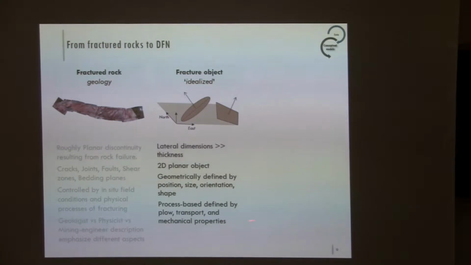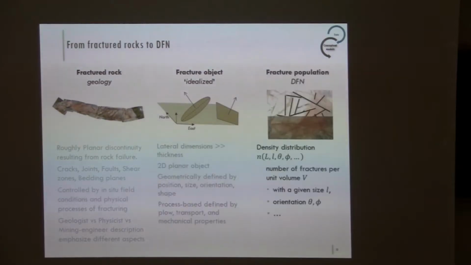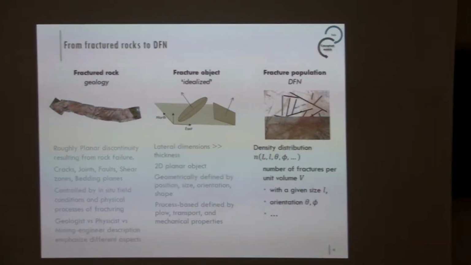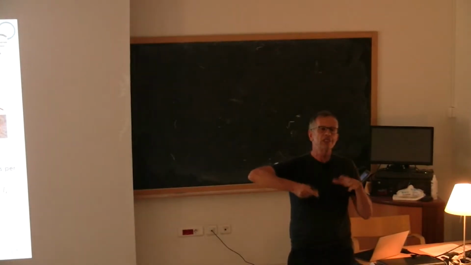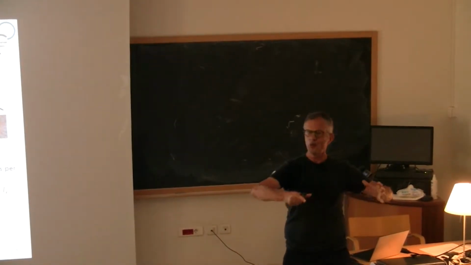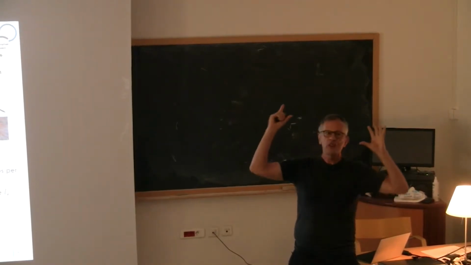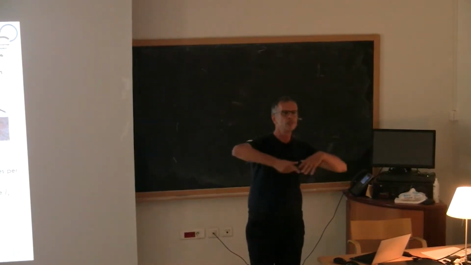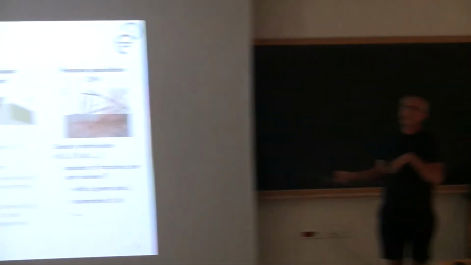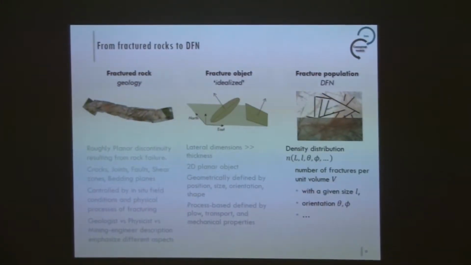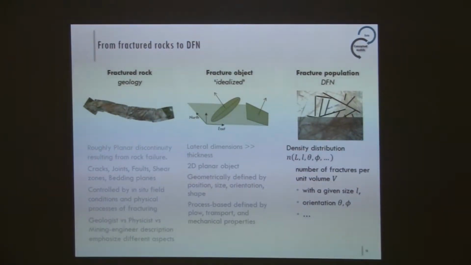And you also have other process-based parameters, like transmissivity, stiffness, whatever, that are important to calculate transport and mechanical properties. And then you go from one object to the population, and the first quantification of the population is the density distribution. This is the amount of population you put in a room. 100 people in this room, okay? And this is the basics of statistics. Behind that, you have more complex statistics with correlation between different parameters.